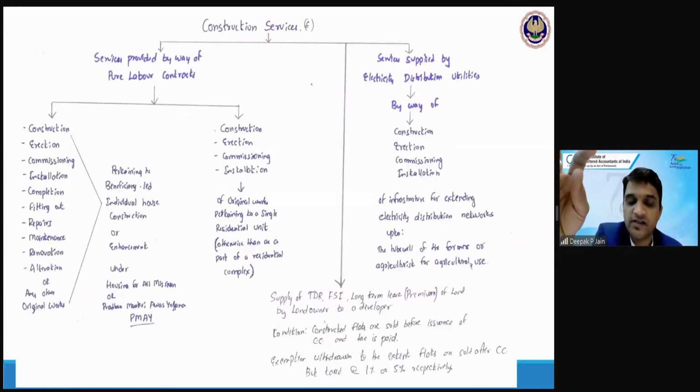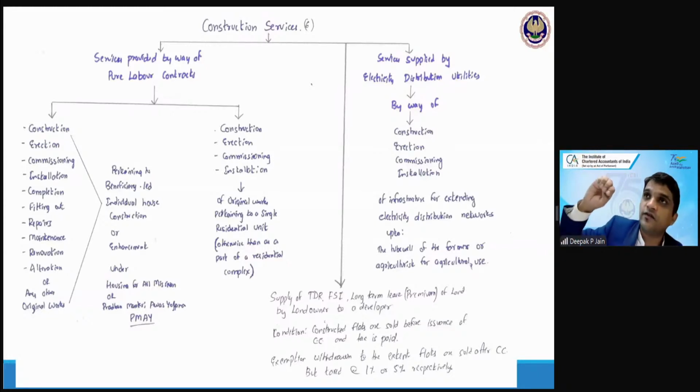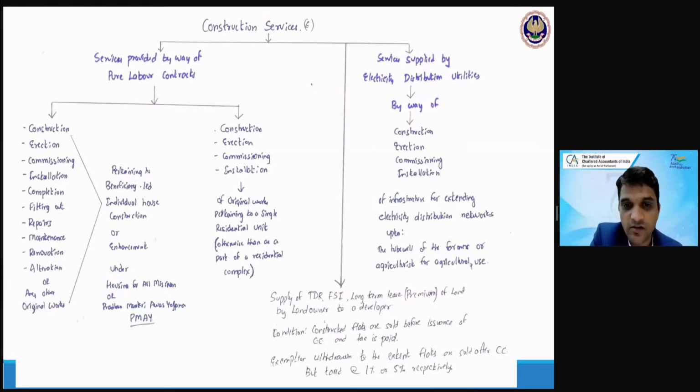Same is the floor space index, which itself says that if the floor space has to be 200 square feet, with this FSI, he can construct extra floor space also. Or if I have to give a long-term lease of land to a developer, all of this will be exempted. So this TDR, which I'm giving to him for which he pays me consideration, that is exempted. FSI is exempted when the condition is that the constructed flats are sold before issuance of completion certificate and taxes paid.